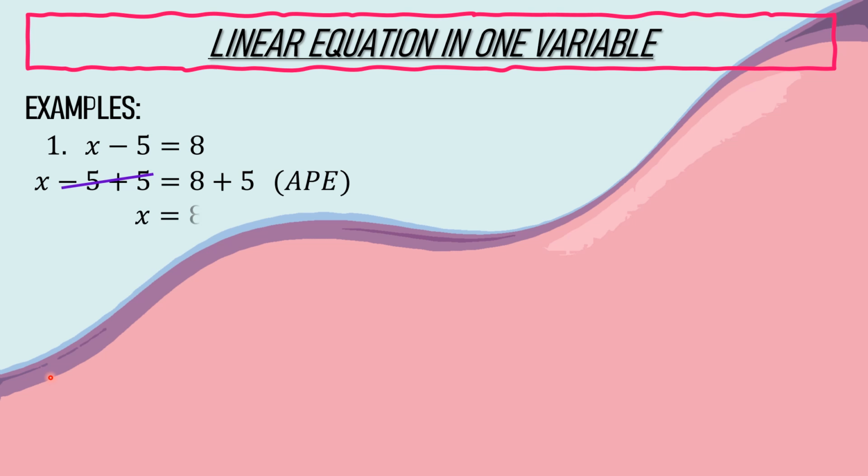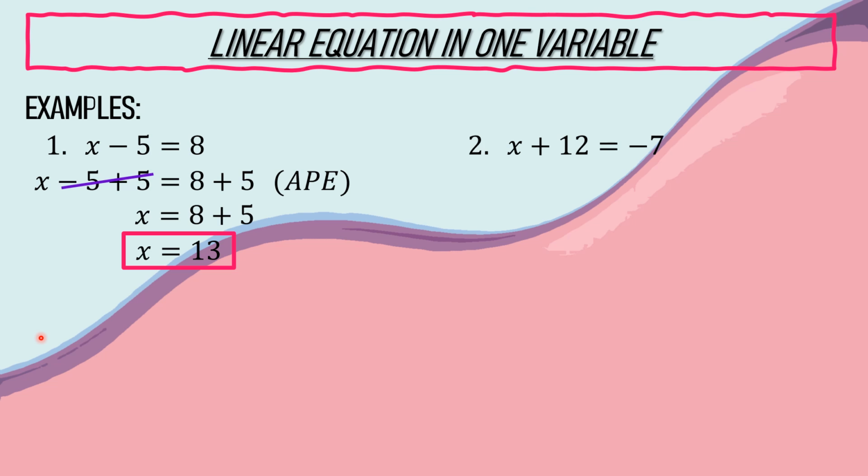Next is to simplify. Let us first bring down x equals 8 plus 5. Now let us find the value of x. 8 plus 5 is 13. Therefore, the value of x is 13. So, paano nyo ba malalaman kung tama yung sagot? Yung nakuha nating value ng variable x which is 13, ilagay lang natin dito. 13 minus 5 is 8. So, our answer is correct.